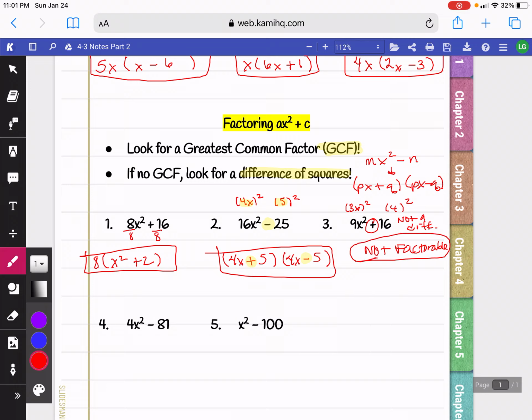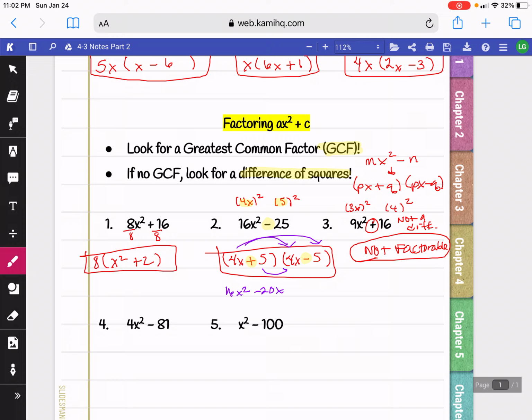And if you're wondering why it works when it's a difference, I'll show you right now when you multiply them out. So here, 4x times 4x would be 16x squared. 4x times negative 5 would be negative 20x. 5 times 4x would be 20x. And 5 times negative 5 would be negative 25. And then those middle terms cancel. And that only happens because it's a difference of squares. So these cancel, and you're just left with 16x squared minus 25. Again, that only happens when one's positive and one's negative, which will result in a difference of squares.